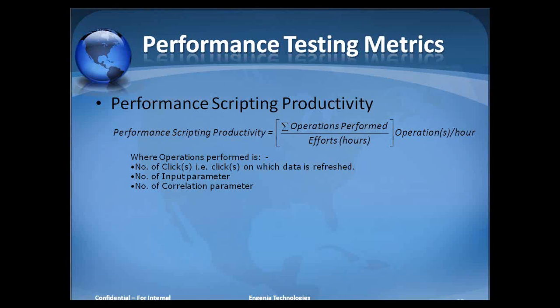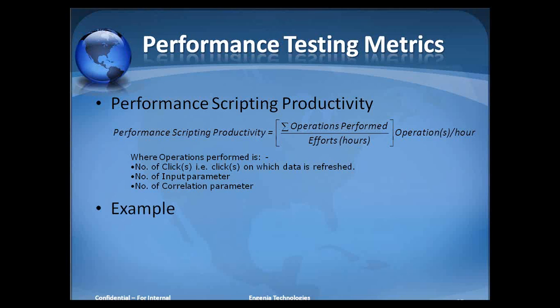So what are operations performed? There can be a number of clicks on which the data is refreshed. For example, you are clicking a refresh button, an add button or an edit button, wherever the data is being changed. Then the number of input parameters, how many input parameters you are actually entering into a system, and the number of correlation parameters. For example, by entering one parameter, there is a corresponding change in some other parameter. So all of these things are treated as operations.